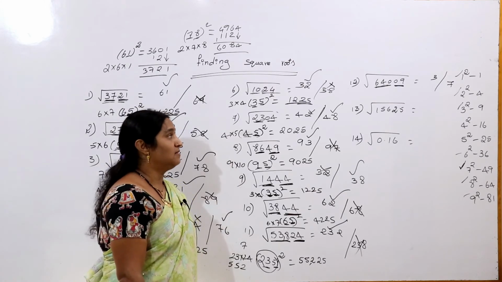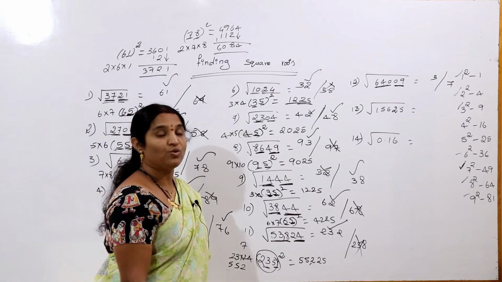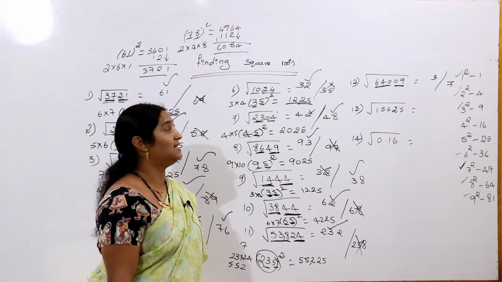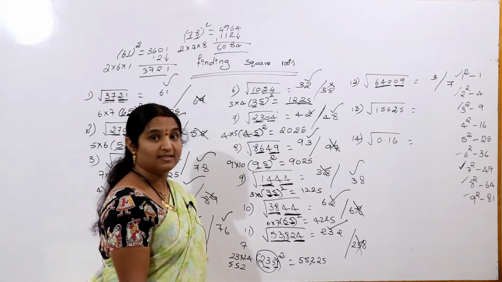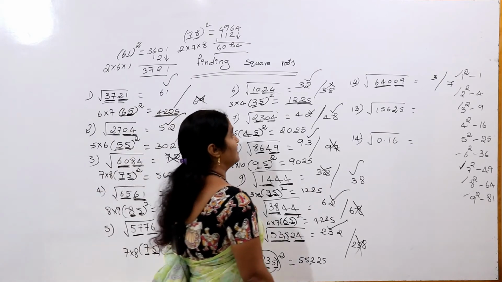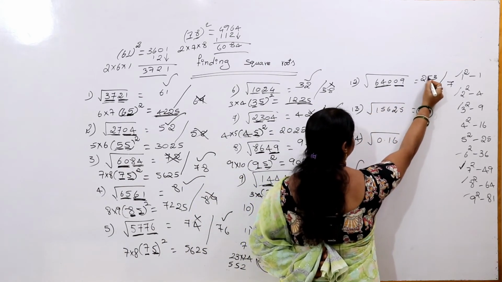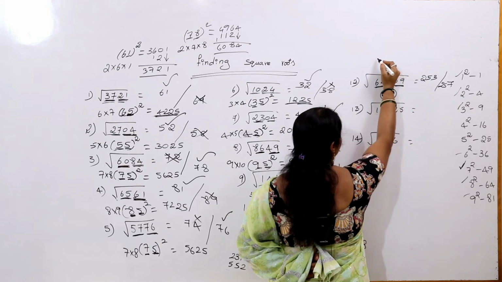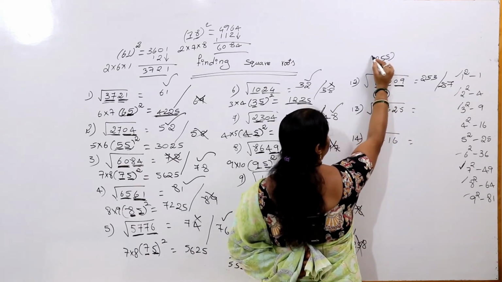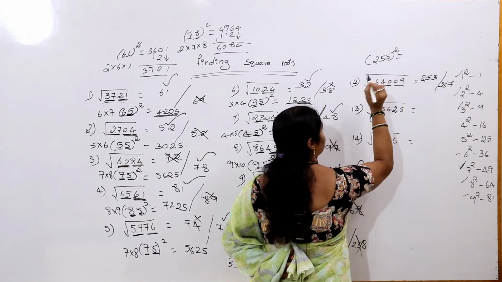25 square is 625. 24 square is 576. 26 square is 676. So 676 is not there, hence we have to take 25. So 255 square, we have to check for this.